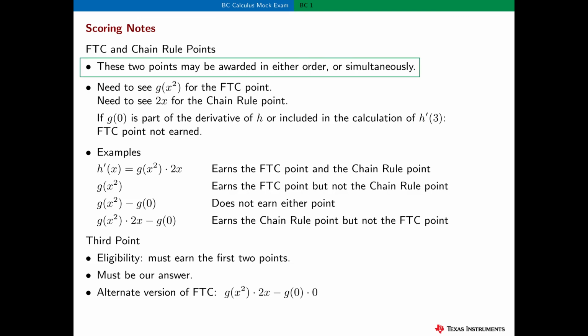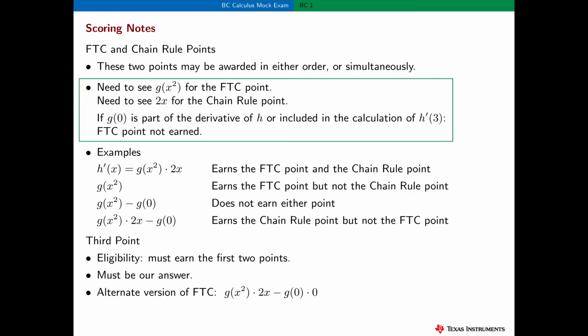The first 2 points can be earned in either order, and in fact, most students earn these 2 points simultaneously in one expression. We need to see g of x squared for the student to earn the Fundamental Theorem of Calculus point. And we need to see 2x for the student to earn the chain rule point. Note that if g of 0 appears in the expression for the derivative of h, or in the calculation of h prime of 3, then the FTC point is not earned.